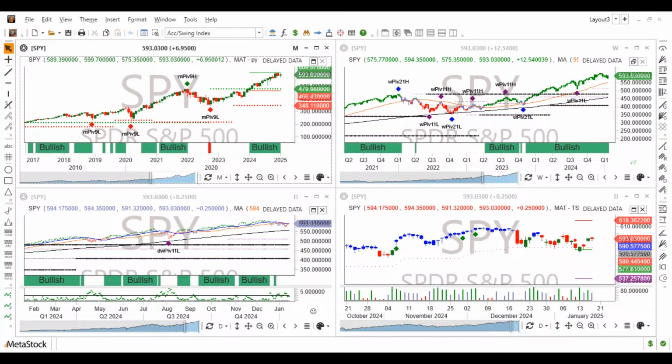So how do we do that? Well, this is my 4-screen setup. In the top left, I have the monthly. In the top right, I have the weekly. And bottom left and bottom right, I have 2 daily time frames. What I'm looking for, guys, is multi-time frame alignment. And I'm looking at the higher time frames because I'm looking for the big moves in the market.